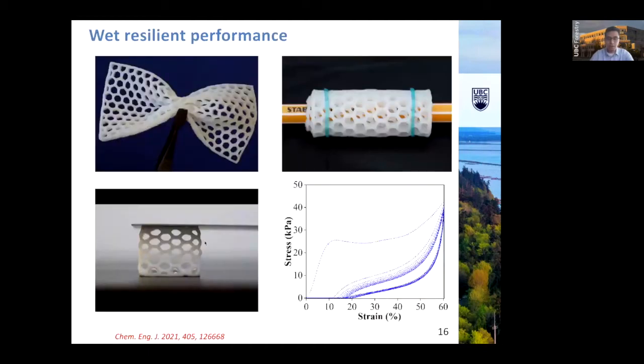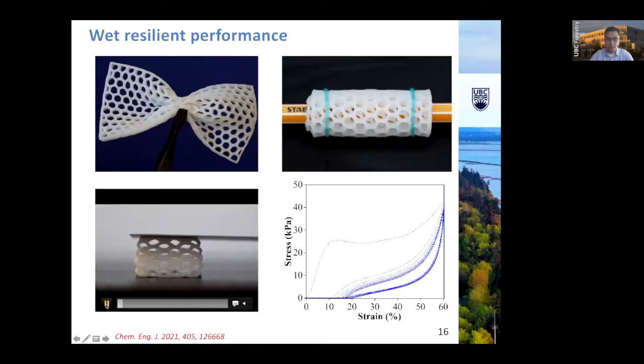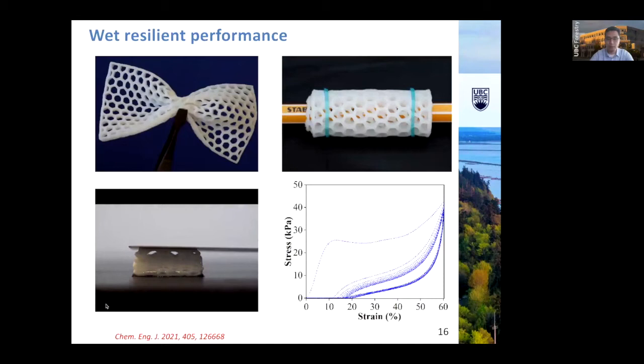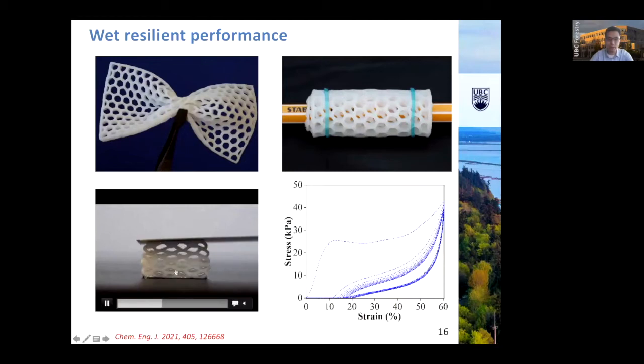One interesting thing is the structure is elastic when it is wet. For example, either just after printing or after regeneration, it can be rolled and it can be twisted. Also after drying, you can wet the structure again. After absorbing water, it becomes elastic again. So here is showing the elastic structure after water absorbing.